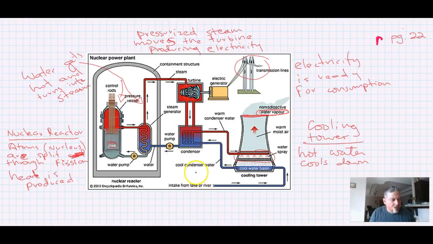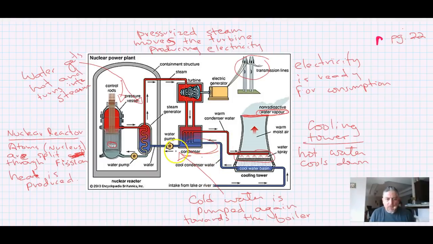Over here, the cold water is pumped again towards the boiler. This is the area where everything is cooling down, and this is the pump that's going to push it back in there. It's the water pump. As you can see, the water goes into this area and then goes in here. Over here it's just going to get hot, and the whole thing is going to cycle again.